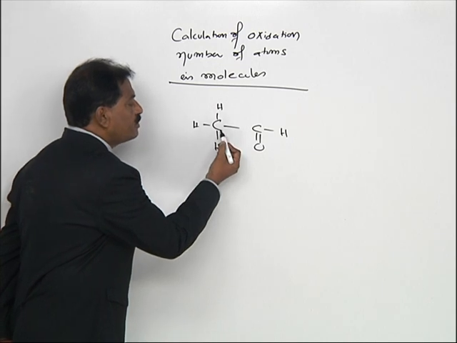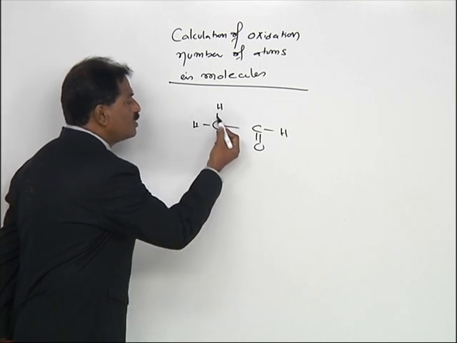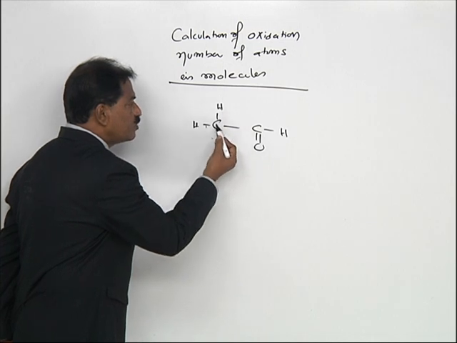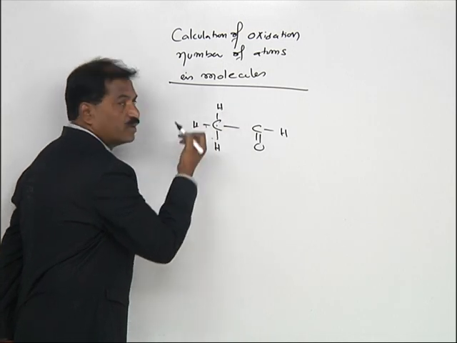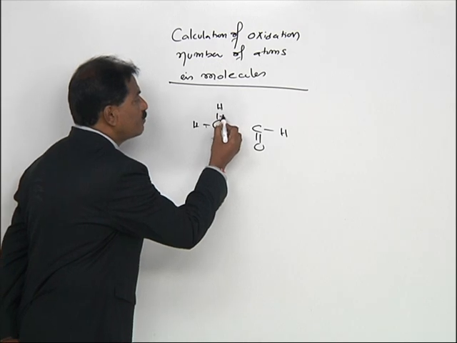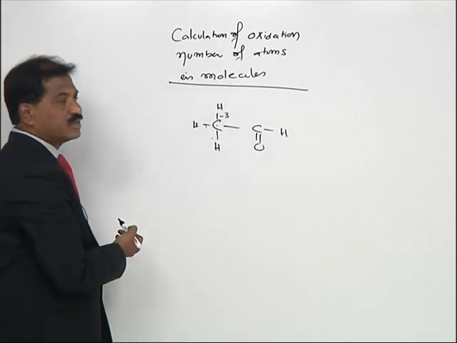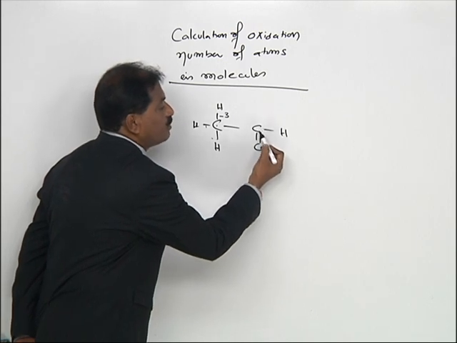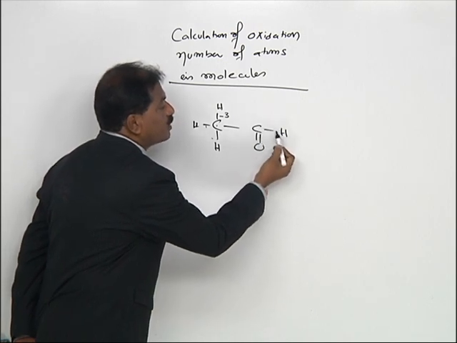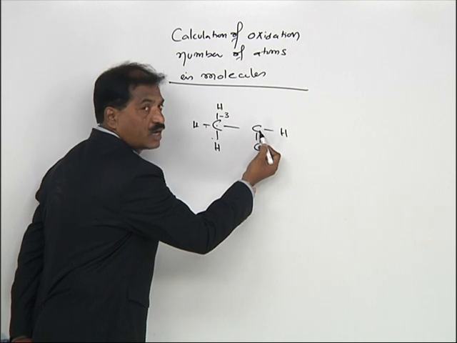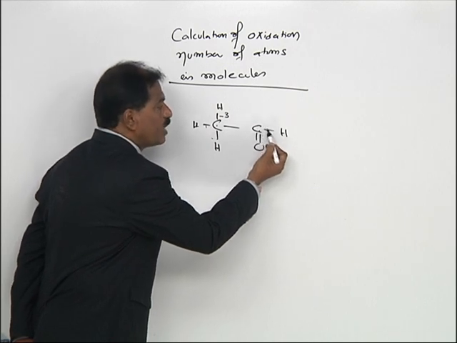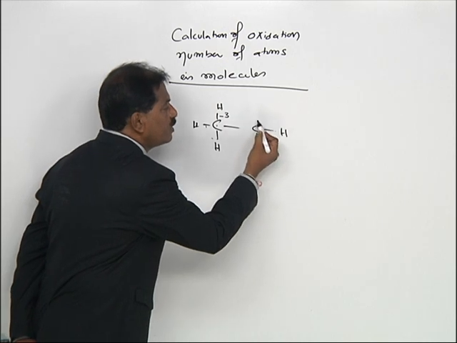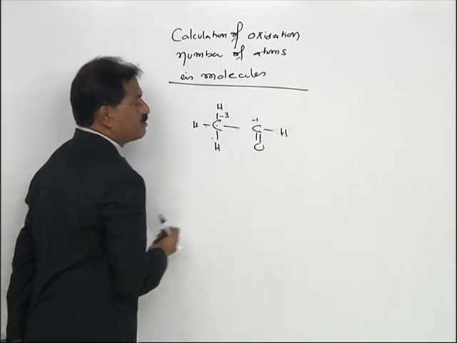Therefore, here carbon is more electronegative. Therefore, around this carbon 3 bonds are present. Through this bond it will gain 1 electron. Through this bond it will gain 1 electron. Through this bond it will gain 1 electron. So, therefore, total carbon has gained 3 electrons. Next, this carbon: see, through this bond hydrogen is less electronegative, carbon is more electronegative. Therefore, carbon has gained 1 electron through this bond. So, therefore, through this bond its oxidation state is -1.